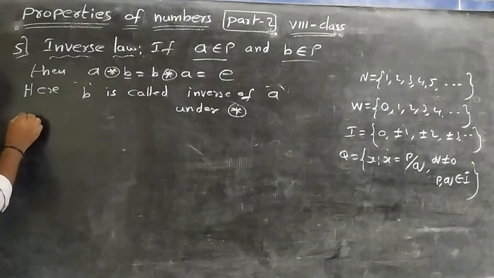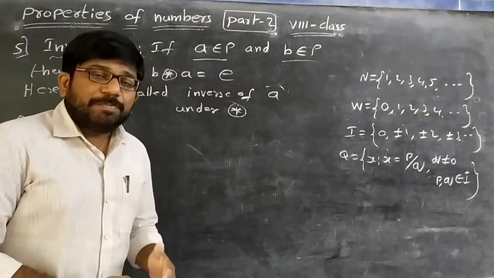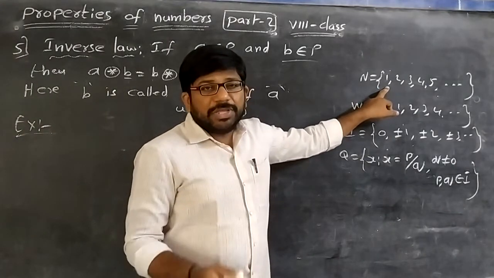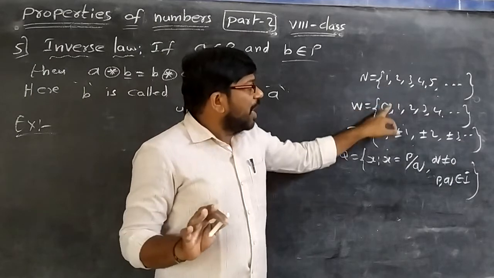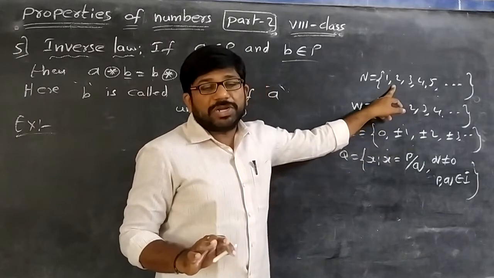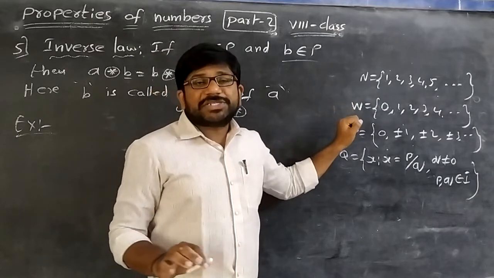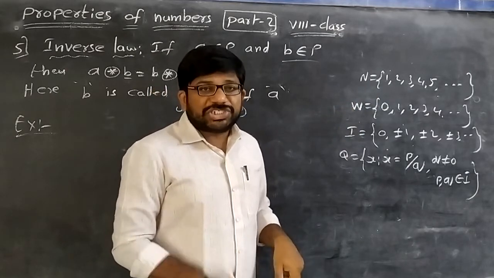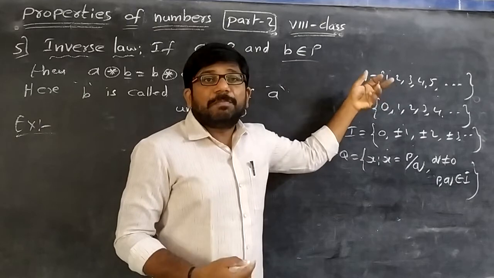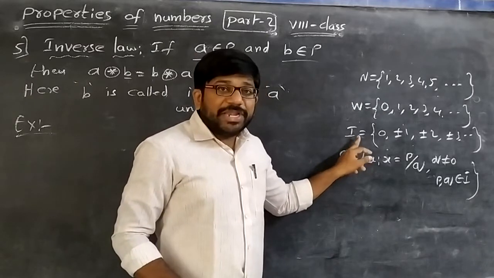Now let me explain an example. So we know very well, what is the inverse of plus? The inverse of plus is minus, and the inverse of minus is plus. But in natural numbers there are no negatives, and in whole numbers also there are no negatives, only zero and positives. So natural numbers and whole numbers do not satisfy the inverse law under addition, because under addition the inverse is minus, and there are no negative values. That does not satisfy. So now take integers.